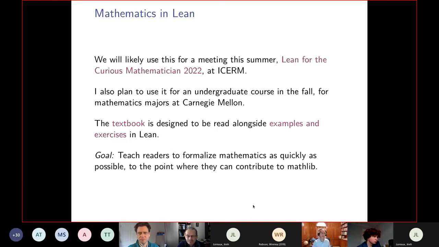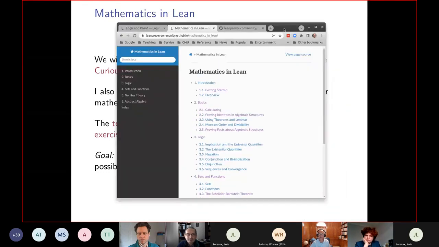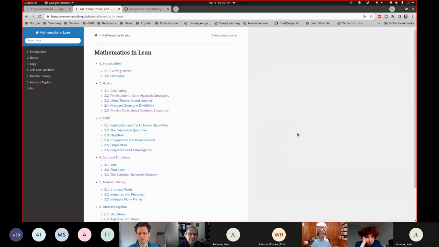Okay, so I'm running out of time. Let me just mention the second model that Kevin and Rob and Patrick and I are working on. We're working on a tutorial called Mathematics in Lean that is specifically designed to teach people who know some mathematics, again, to formalize as quickly as possible. Let me just flash it up there. It's meant to be read online, side by side. You're reading the text and you've got Lean right next to you when you're working through the exercises.